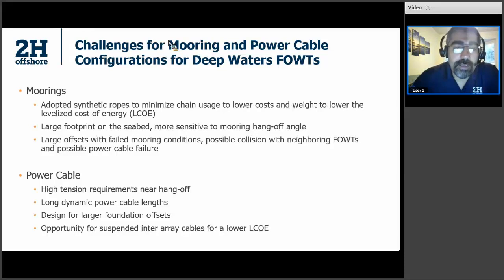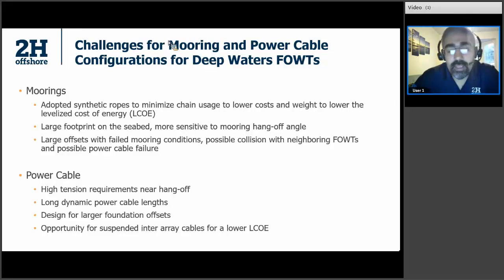Being in deep water and having long mooring lines, we observe large foundation offsets even in the intact condition, and also when a mooring line fails, we observe large offsets. It can cause potential collision with the neighboring foundations, and can also lead to power cable failures.